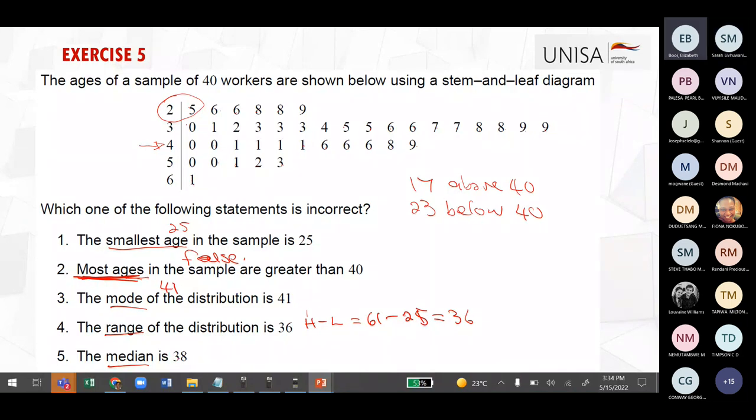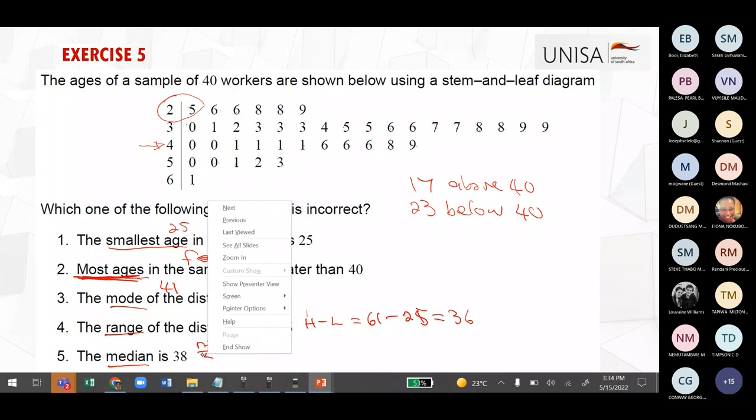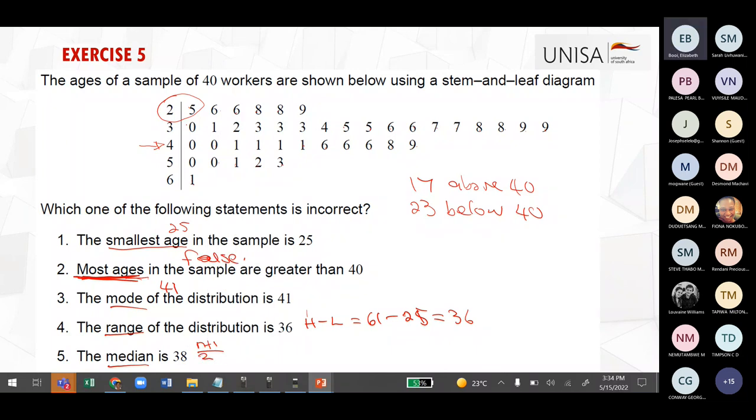Okay, and the median? They say the median is 38. So we first need to find the position, right? By using n plus 1 divided by 2. How many are they? There are 40. They told us that there are 40 workers. So it's 40 plus 1 divided by 2. What is 41 divided by 2?